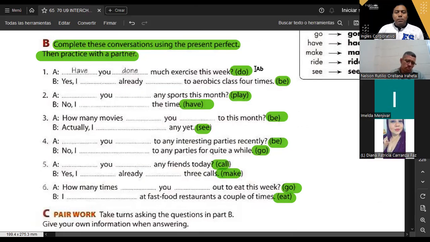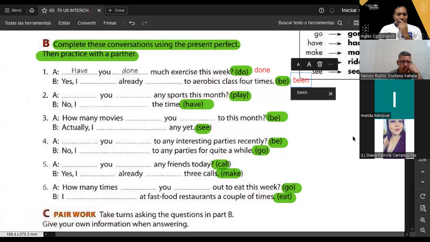So in the do, what is the past participle for do? Done. Excellent. Very good. The past participle for be: been. Se parece al de frijol, ¿verdad? Pero el de frijol es been y este es been. Es más largo. Been de frijol es corto y been de ser, he sido o estado, es largo.